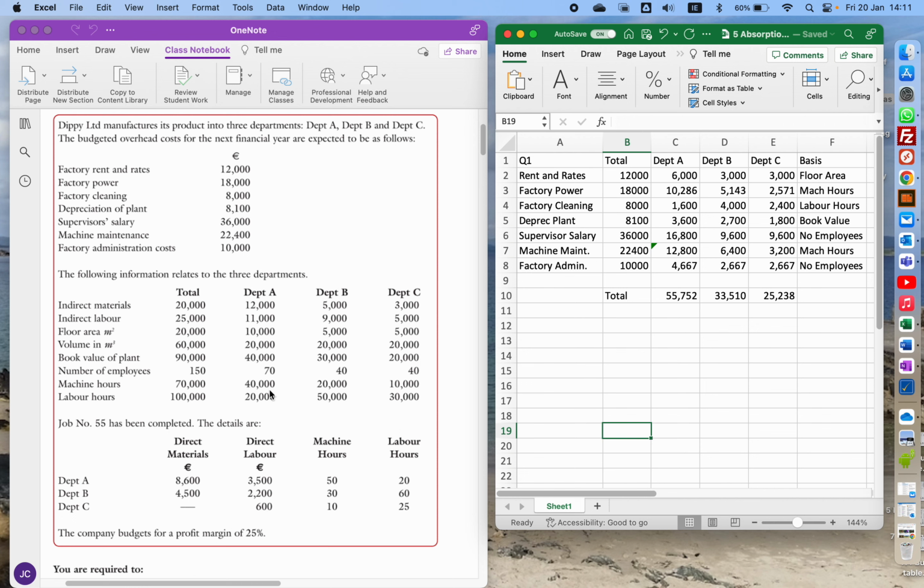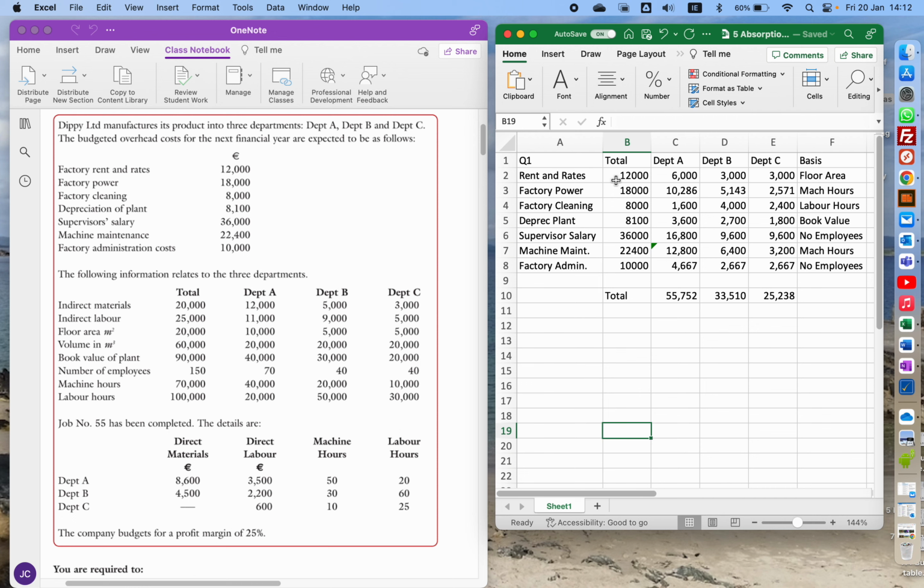So what we started off was in the middle of the question. You're given information about some of the activities that happen in the 3 different departments so that we can use those to decide on how to share out the overheads. So the last day in class we decided, for example, I started off by saying rent and rates 12 grand. I'm going to share it out based on the amount of floor area. I looked over here and I saw the total floor area is 20,000 square meters. 10,000 of it is Department A, so A got 10 over 20, or half of the total bill of rent and rates. Now I could have chosen something slightly different than floor area.